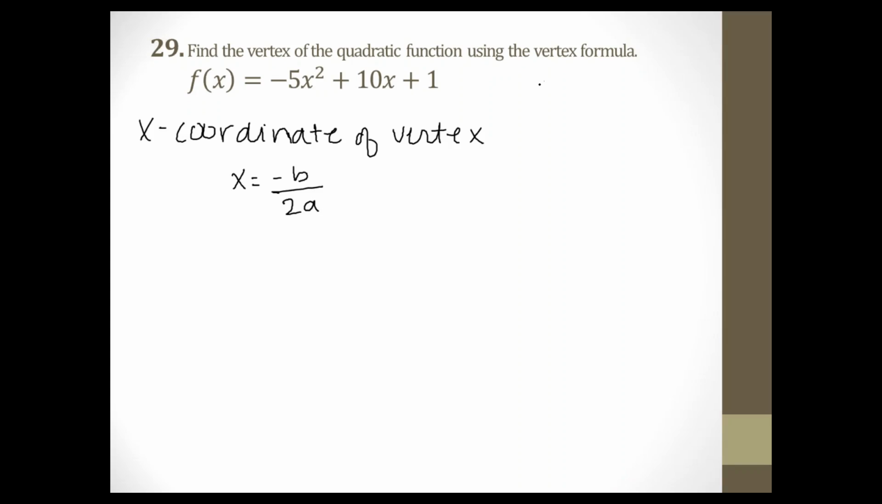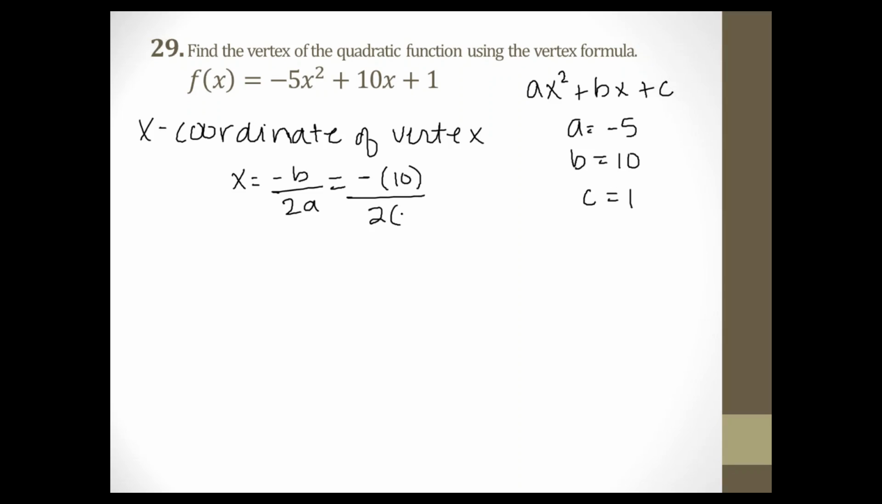And remember, the standard form is ax squared plus bx plus c. So a equals negative 5, b equals 10, and c equals 1. But we really only need a and b for this. So that's negative b, which is 10, divided by 2 times negative 5. So that's going to be negative 10 divided by negative 10, which equals 1.